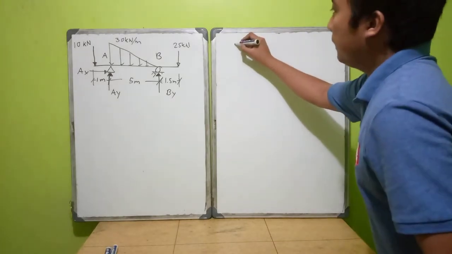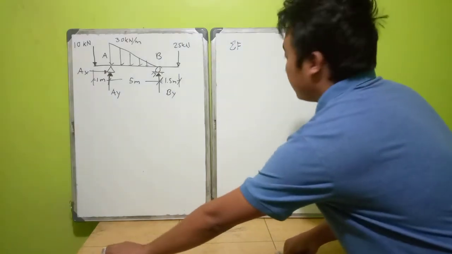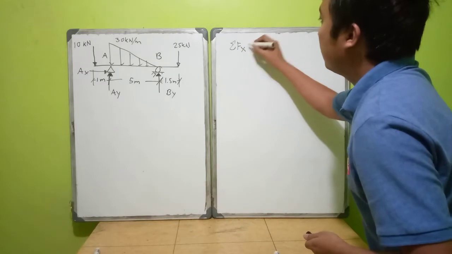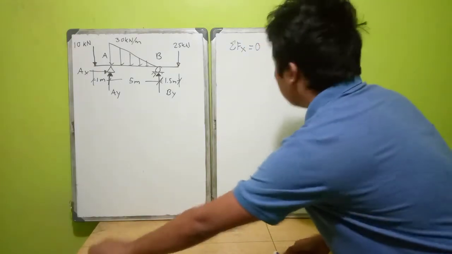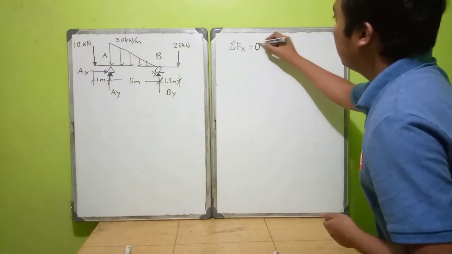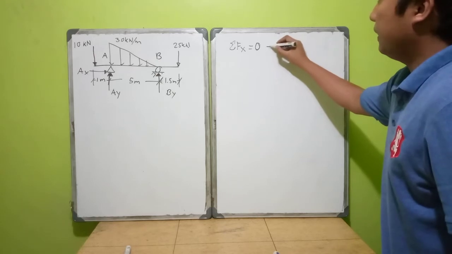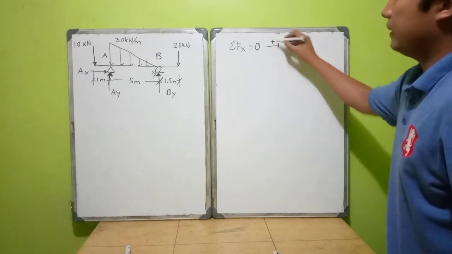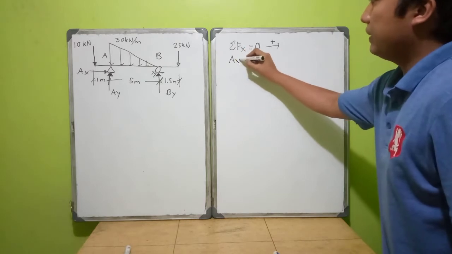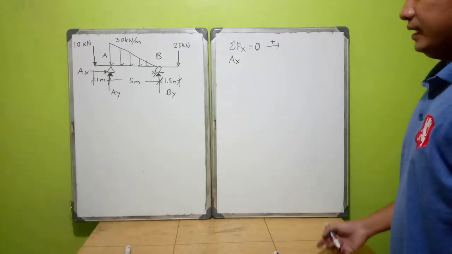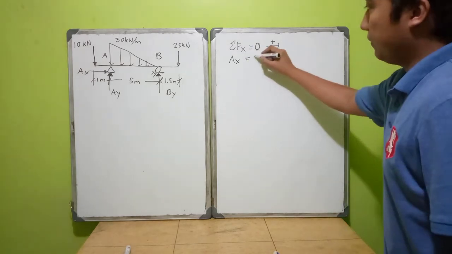So first we have summation of forces in X equal to 0. Let us assume to the right as positive. So we have AX. Since there's no other horizontal reaction, AX is equal to 0.